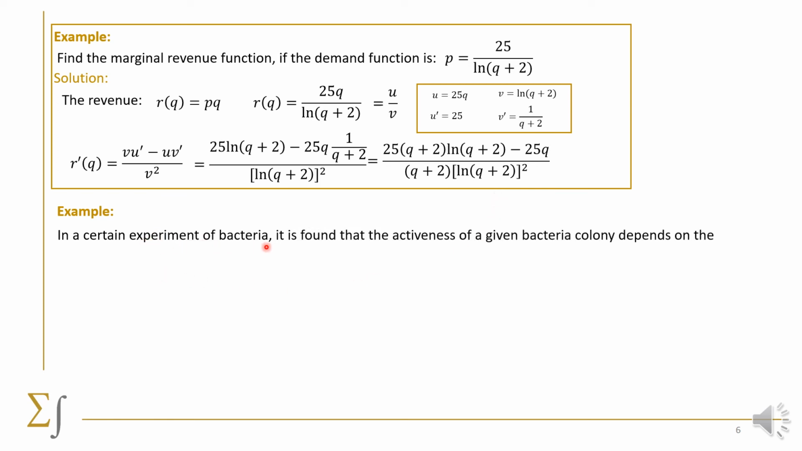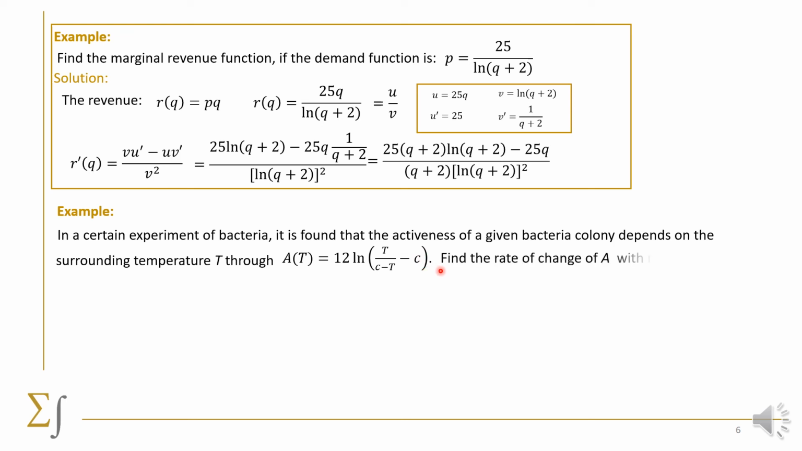In a biology lab, we have a bacterial culture, and the activeness of this bacterial culture depends on the temperature of the surroundings. We call it capital T, and the activeness is a function of T given by A of T equal to 12 ln of (T over C minus T) minus C, where C is a constant. We are asked to find the rate of change of A with respect to temperature T. So we start our solution, rewriting A of T as follows.